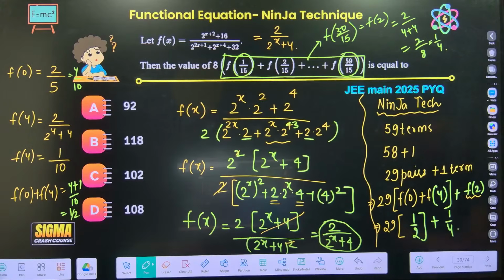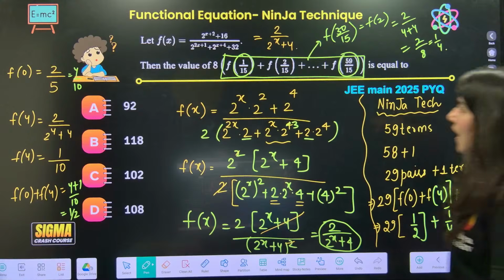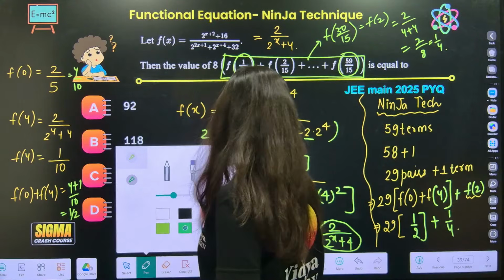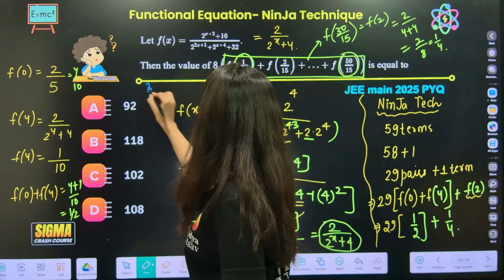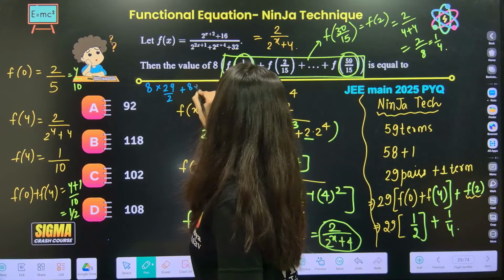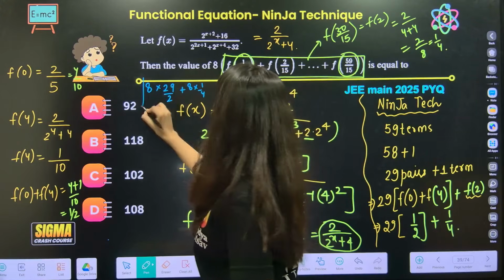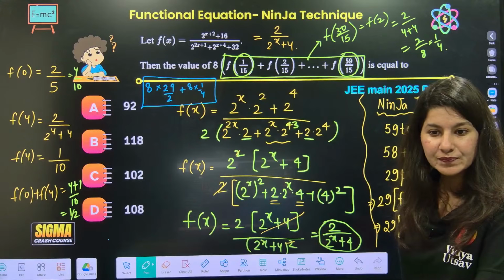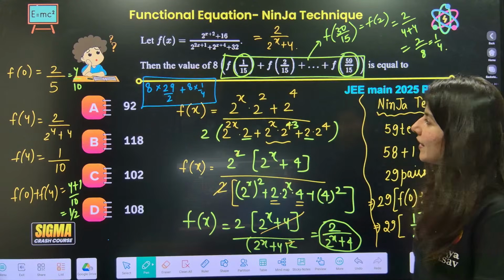Okay. So this is 29 by 2. Answer would be what? Final answer, everyone? Final answer. Yes. 8 into 29 by 2 plus 8 into 1 by 4. Okay. So it will be 4 into 29. 4 into 29, everybody.